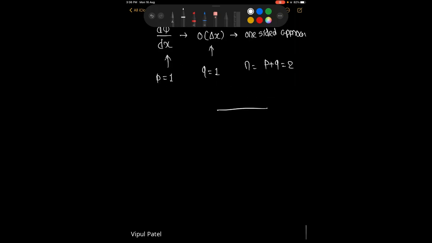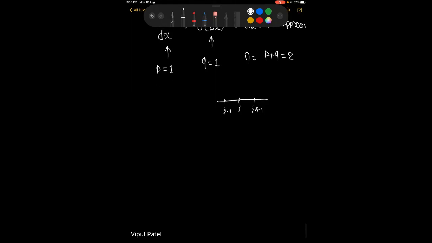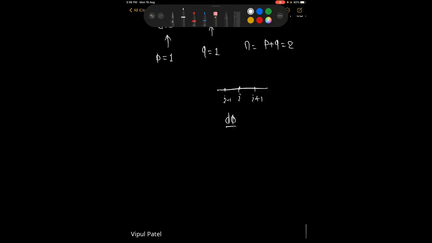For example, you have these three nodes I plus 1, I, and I minus 1, and I want to express this d phi by dx with forward approximation. Then this is nothing but phi at I plus 1 minus phi at I divided by delta x. We need only two nodes, I plus 1 and I. Similarly, I can use backward difference approximation, so I will have phi I minus phi I minus 1 divided by delta x. Right, so I took the help of only two nodes.